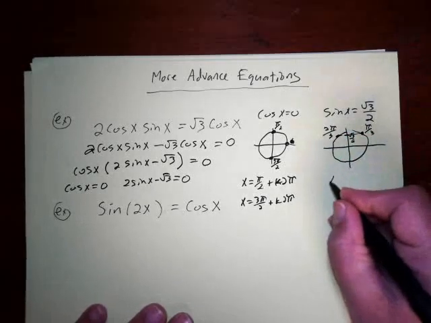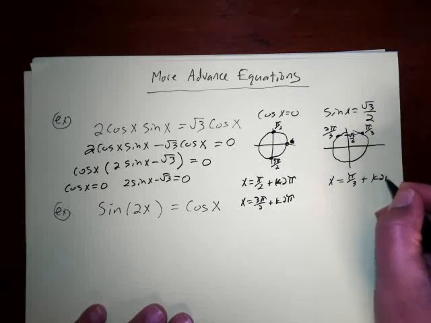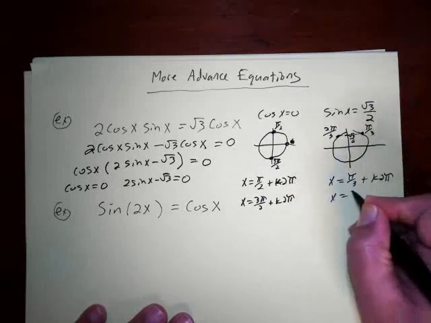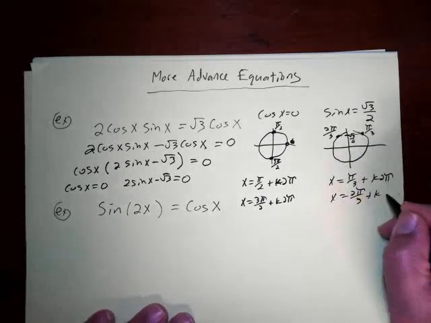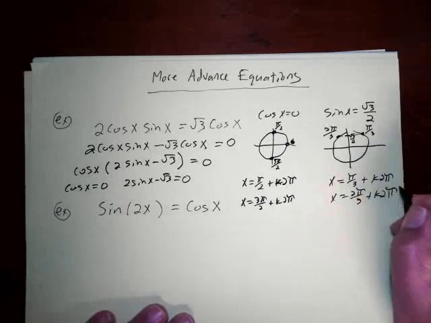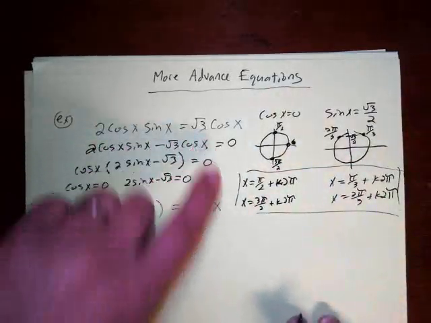And so what you get here is x is equal to pi over 3 plus k times 2 pi, and x is equal to 2 pi over 3 plus k times 2 pi. And these are the solutions to this equation.